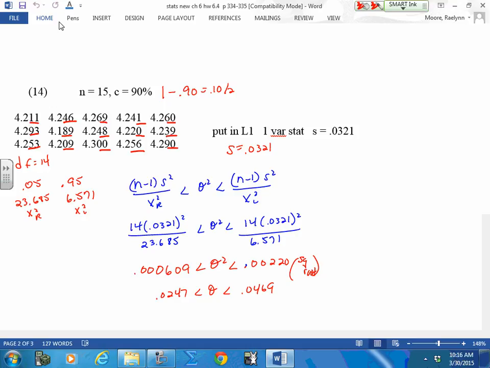We put this in your L1. You pull off your Sx. This is your sample standard deviation. You can't use your population one because you only know a sample. So what's this one? We're doing a 6.4, right? Yes.